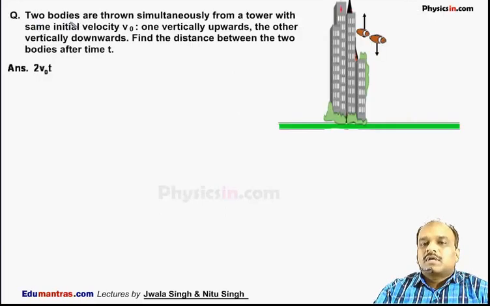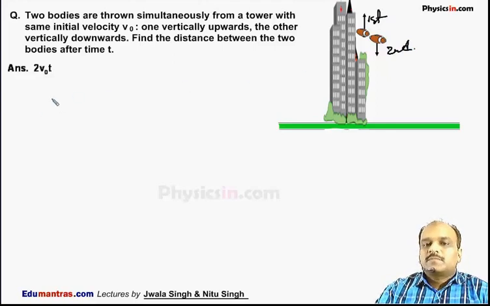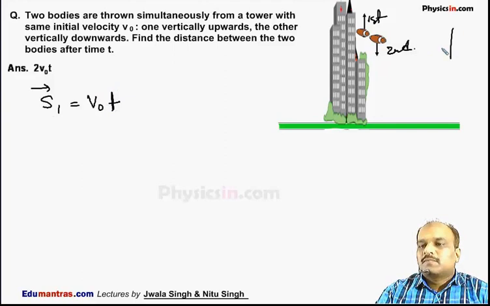Now the two balls are thrown simultaneously from a tower with the same initial speed v naught, one vertically upward and the other downward. Find the distance between the two balls after t seconds. This is the first ball which is thrown upward, and this is the second ball which is thrown downward. So the displacement of the first ball, S1, is ut, that is v naught into t, because we are assuming the upward direction as positive.